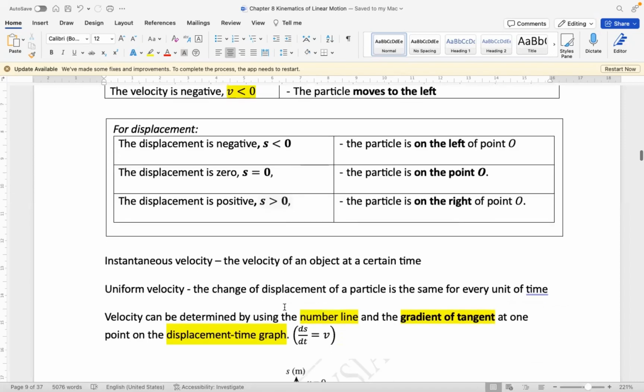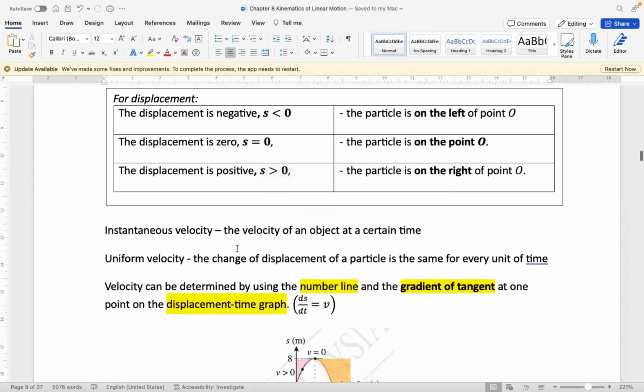Okay, next one. Instantaneous velocity means the velocity of an object at a certain time. That means, for example, when they ask you to find the instantaneous velocity when t equals 5, you just have to substitute t equals 5 into the velocity equation. That means you get the answer of velocity when t equals 5.